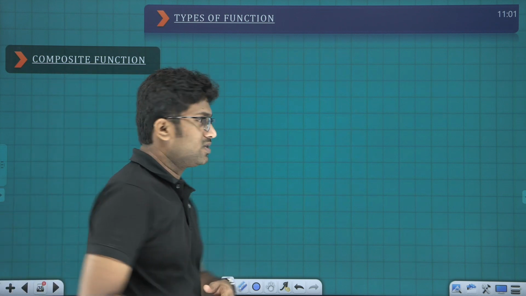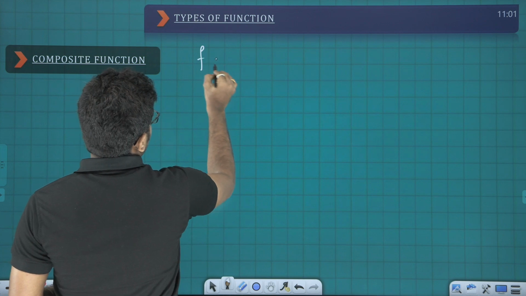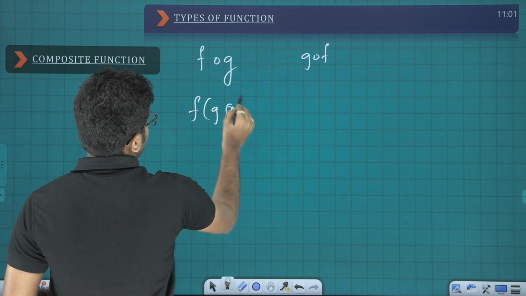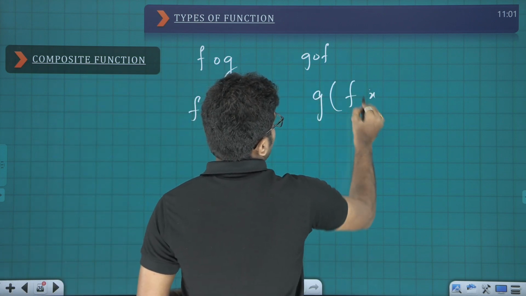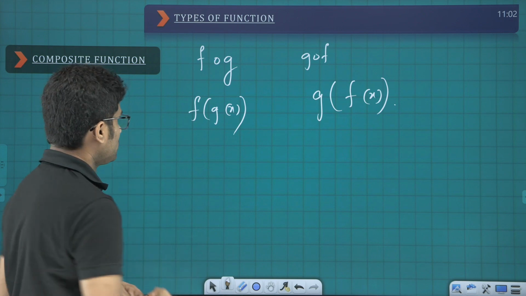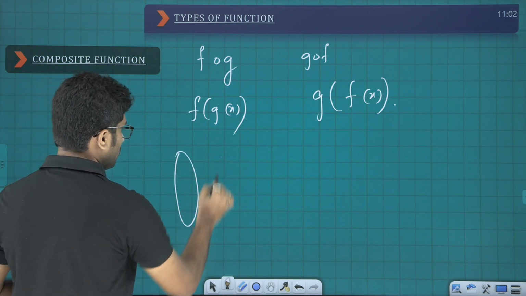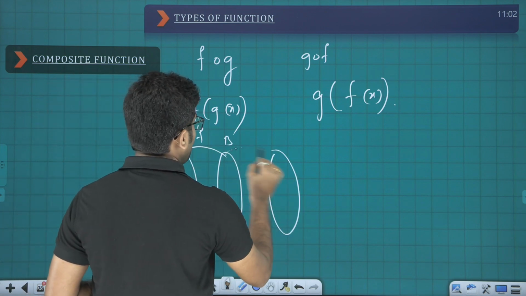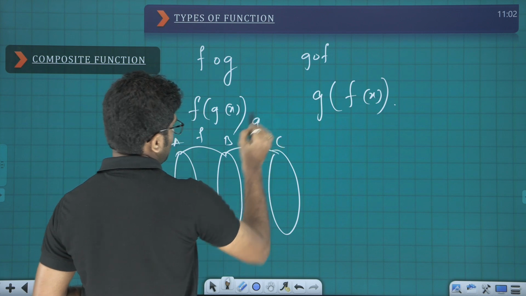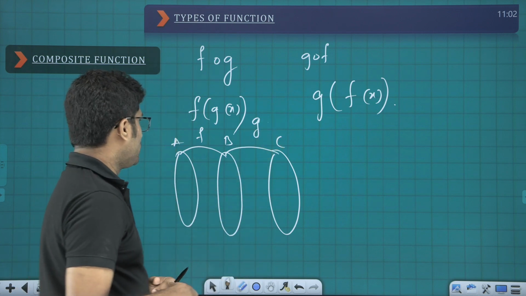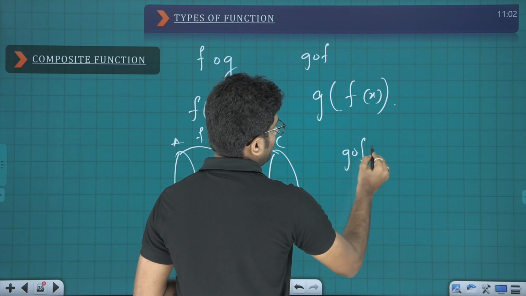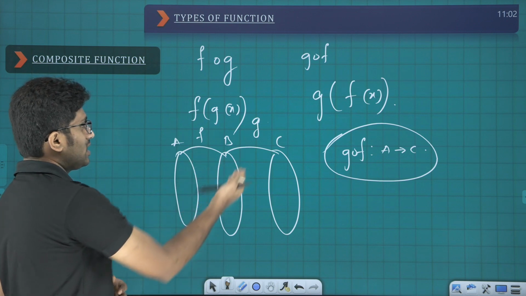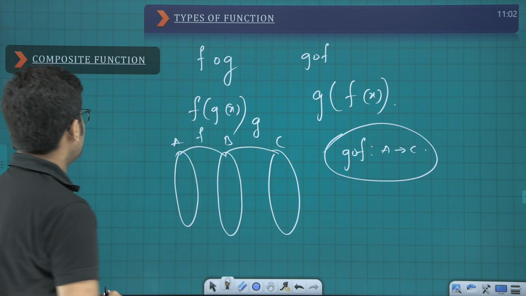Next, composite functions. Composite functions means generally we have f circle g, g circle f. F circle g means f of g of x. G circle f of x means g of f of x. This we call composite functions, friends. That means f is a function mapping from a to b. G is a function mapping from b to c. So now g circle f is a function mapping from a to c. In simple words, g circle f is a function mapping from a to c. This is what we call a composite function.